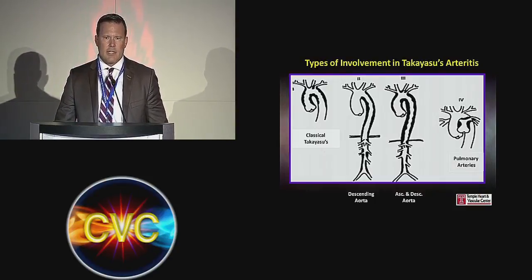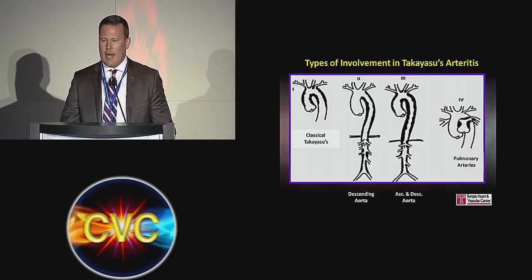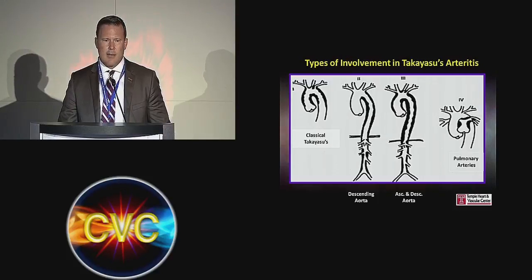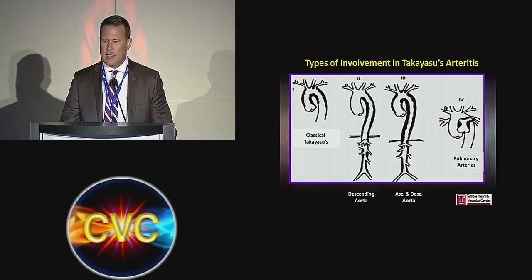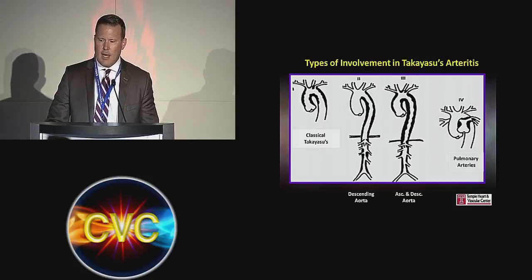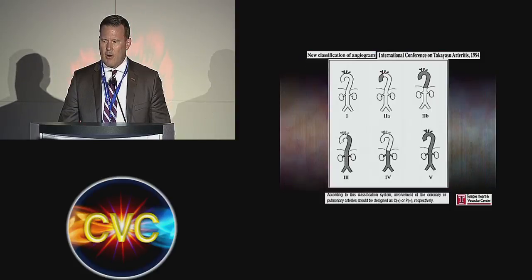There are a number of different classification systems, but all of them center around different anatomic regions and associations and presentations. Type 1, the classic Takayasu's that we saw in the previous image, you can see there as a type 1. Type 2 is isolated into the descending thoracic aorta and abdominal aorta. Type 3 involves the great vessels and ascending aorta. And then type 4, believe it or not, actually involves the pulmonary arteries.